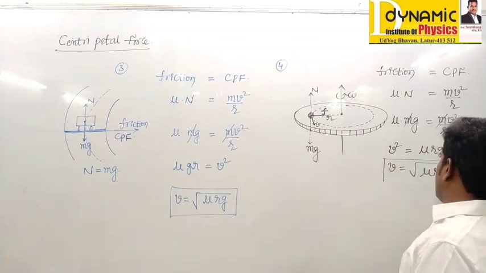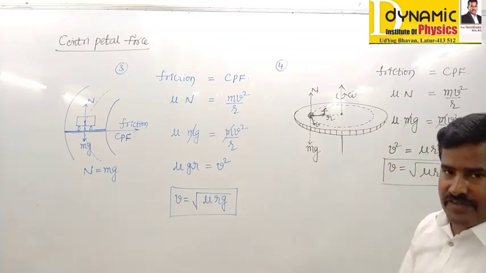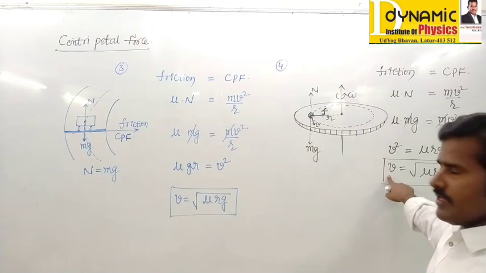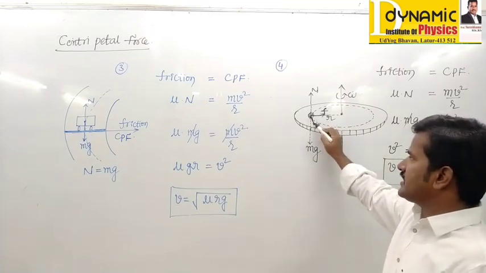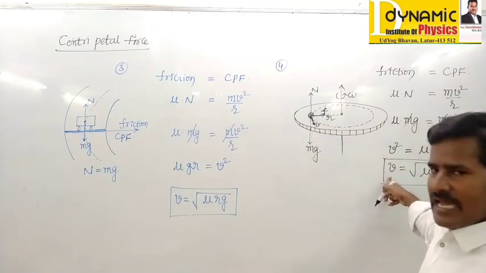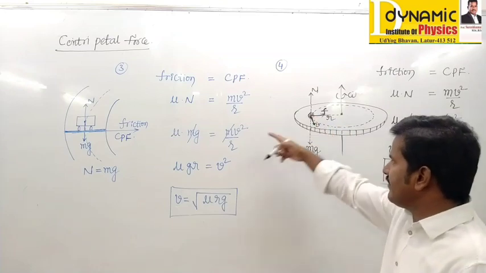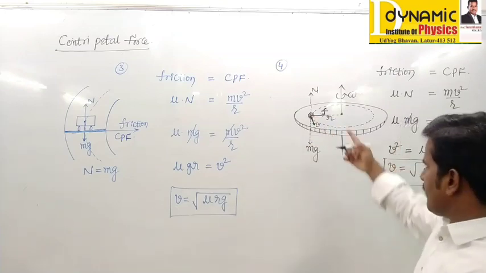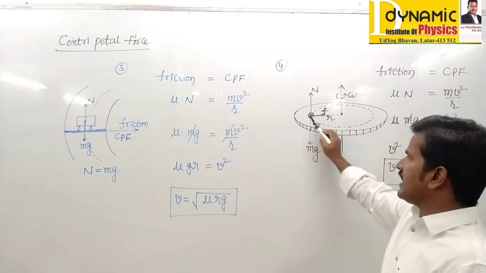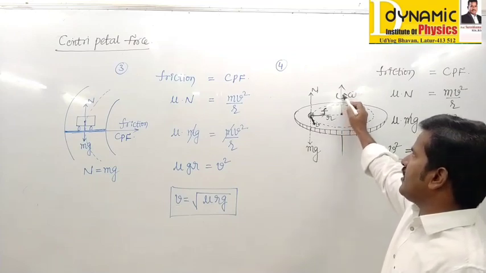So this is the safety velocity. Safety velocity means the maximum velocity. If the velocity is more than this, then the body leaves the circular path. Suppose we want the maximum angular velocity. What is the maximum angular velocity?